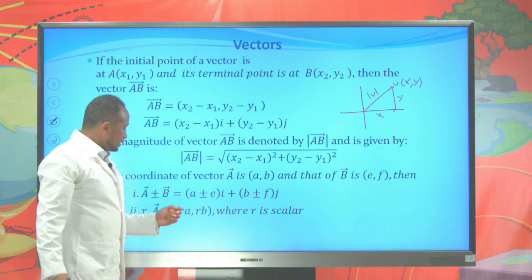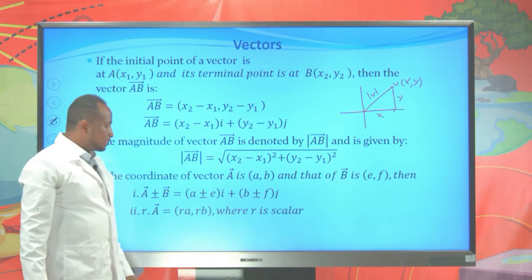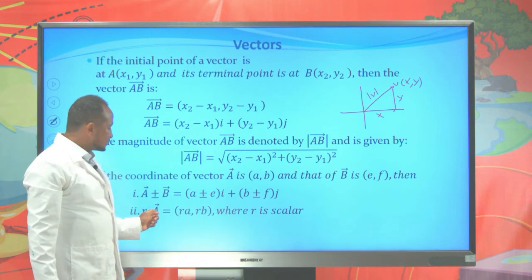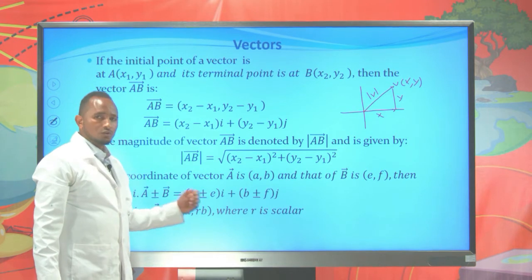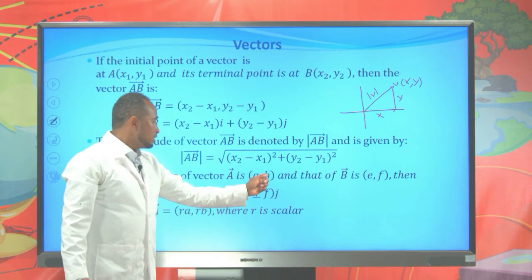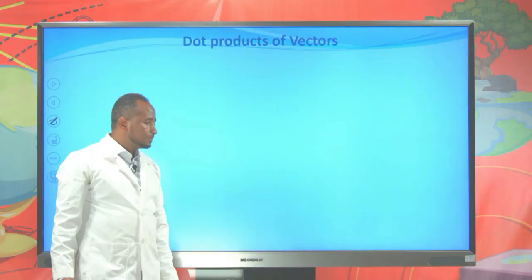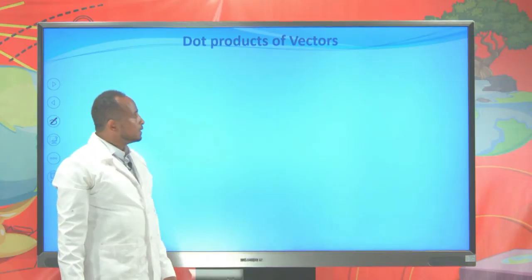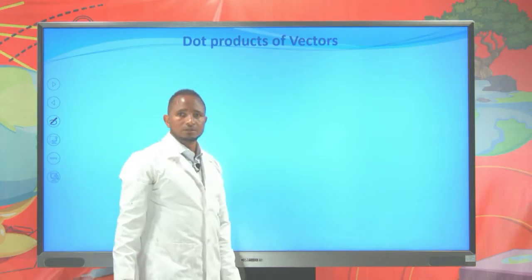And to multiply a vector by a scalar r, you simply multiply each component. So rA means you multiply A_x and A_y by r. Okay. Now, let's see about dot products of two vectors, or the scalar product. What does this mean? Scalar product.